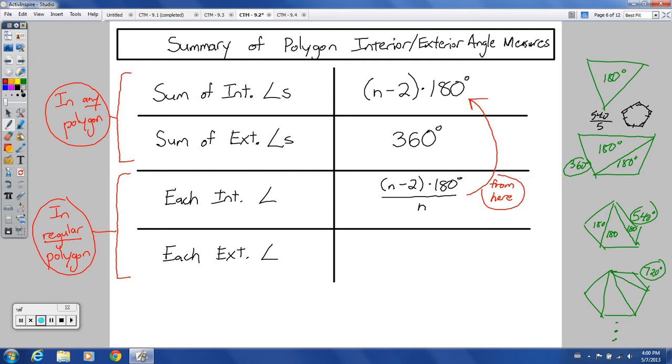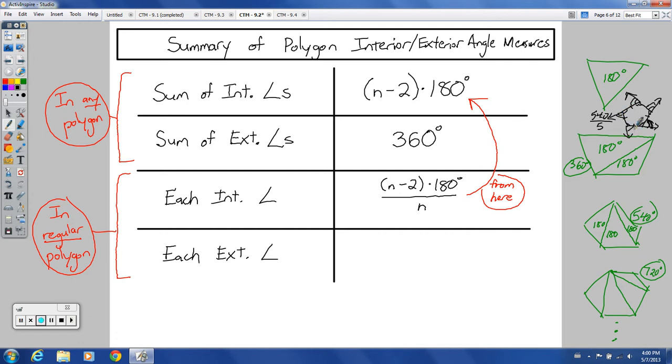And then 360 for each exterior angle. We're talking about exterior angles like this one. What would be the measure of that particular angle right there? If they're all adding up to 360 and you have 5 of those exterior angles, they all have to be the same since it's regular.